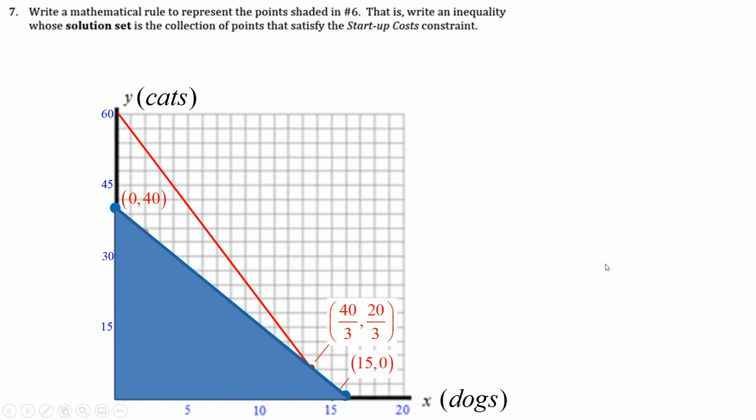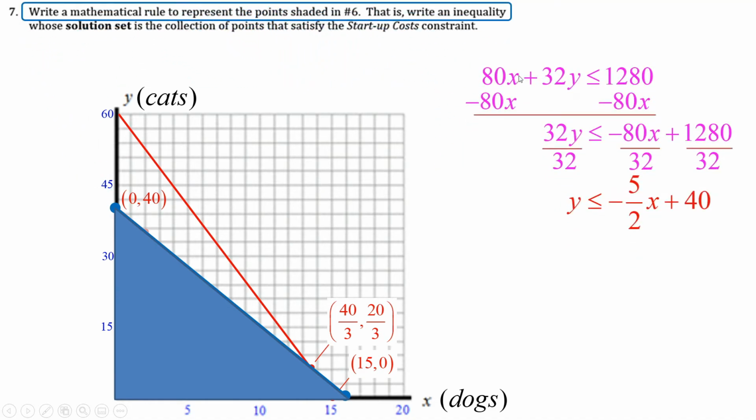Write a mathematical rule to represent the points shaded in number 6. We have already done that. That is, write an inequality whose solution set is the collection of points that satisfy the startup cost constraint. And that's the one we did right off the bat. Here it is right here. And again, it could be in general form, 80x plus 32y is less than or equal to 1,280. That would work. I prefer it in slope-intercept, so I can clearly see my slope, my rise and run, and my y-intercept, but both will work.